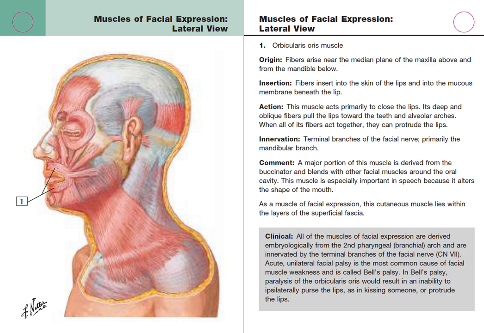A major portion of the orbicularis oris is derived from the buccinator. This would be the buccinator over here, in this segment, and it blends with other facial muscles around the oral cavity. This muscle is especially important in speech because it alters the shape of the mouth. As a muscle of facial expression, this cutaneous muscle lies within the layers of the superficial fascia.